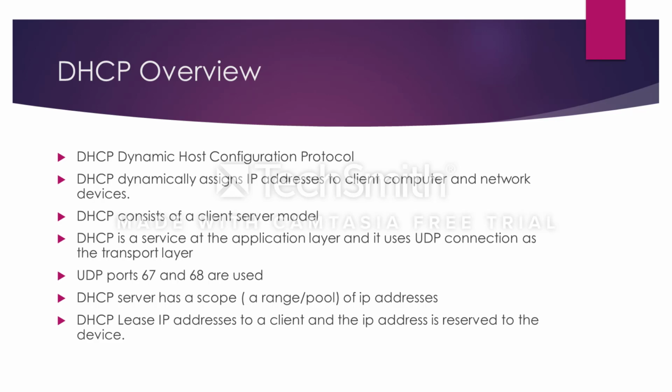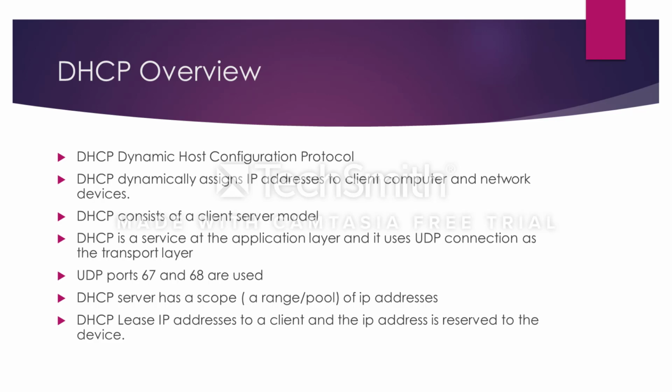In this model, the client uses a broadcast message as the latter has no idea what the DHCP server's IP address is. Therefore, this type of connection uses UDP, which is unreliable and does not give assurance that the packet has reached the receiver. We make use of UDP ports 67 and 68.